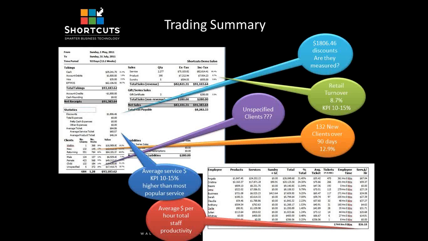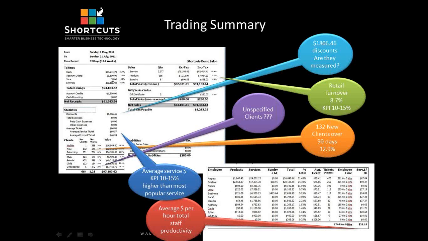summary. So the trading summary is the most popular report that we have in Shortcuts that most people print out on a daily basis. So with this particular report, you'll find that it gives you a good summary of everything that's happened throughout the day. So basically everything from products sold, services sold, average ticket per employee, all that kind of thing.